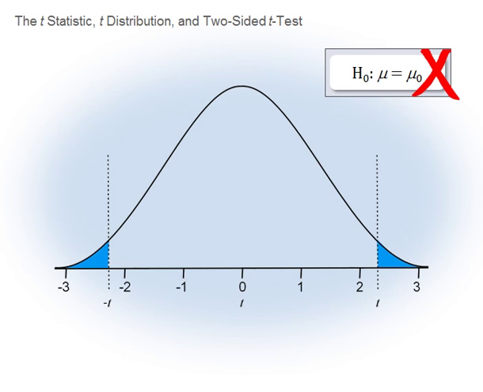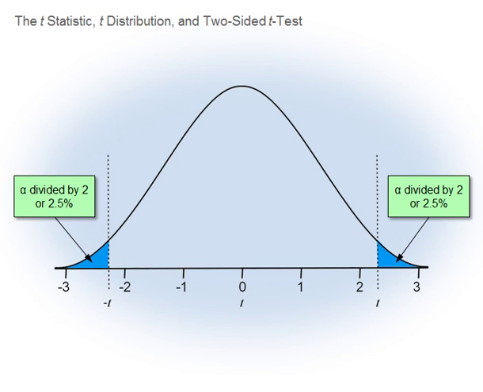If the t-statistic and corresponding p-value fall in the critical region, the shaded region on the graph, then you reject the null hypothesis. Otherwise, you fail to reject the null hypothesis. The area in each of the tails corresponds to alpha divided by 2, or 2.5%. The sum of the areas under the tails is 5%, which is alpha.